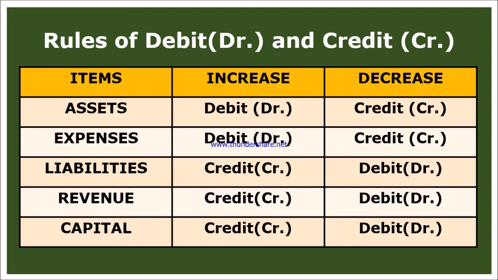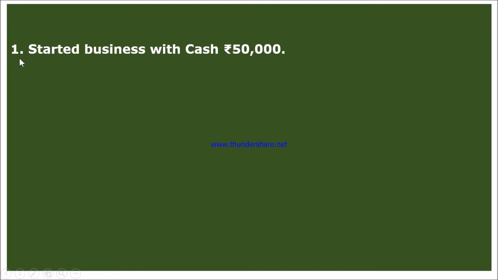So now let us take some examples and see how to pass a journal entry. This is our first example. Started business with cash rupees 50,000. Now let us see how to proceed to pass the journal entry. Let us see which accounts are involved here. As we know from the dual aspect concept, for every transaction there must be two items. So let us search for those two items. One item is very simple, here it is cash. Another item is the started business with cash.